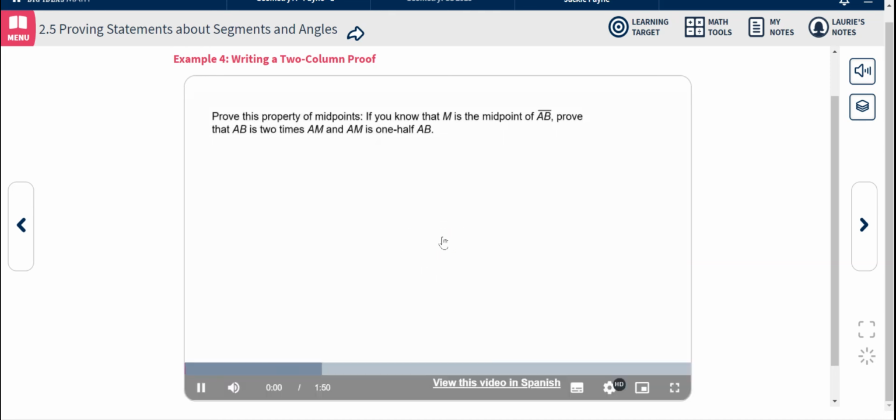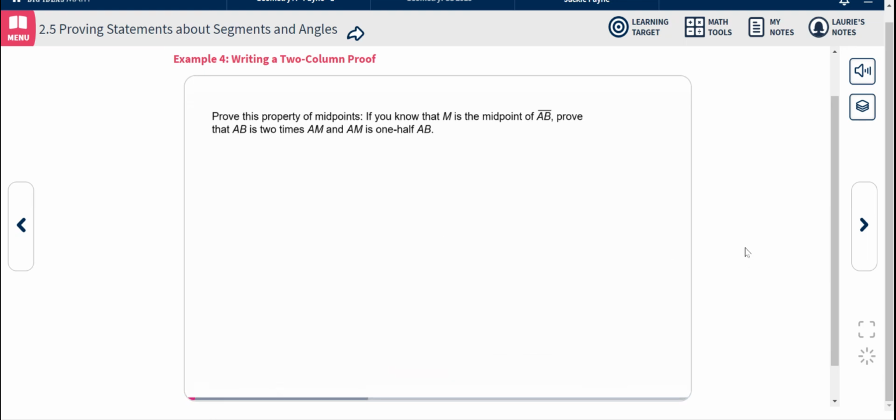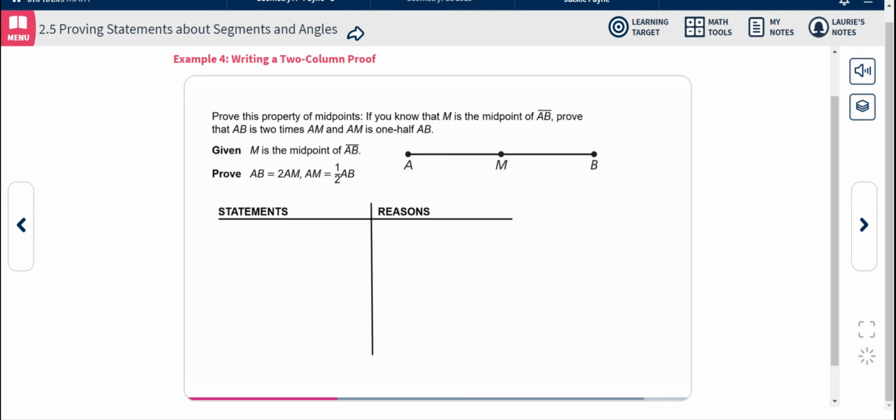Here's our last example. Prove this property of midpoints. If you know that M is the midpoint of segment AB, prove that AB is 2 times AM and AM is 1/2 AB. Draw a diagram for the situation described. Draw line segment AB with a midpoint M. You are given M is the midpoint of line segment AB, and you want to prove AB equals 2 times AM and AM equals 1/2 AB. Create a two-column proof with statements on the left and reasons on the right.